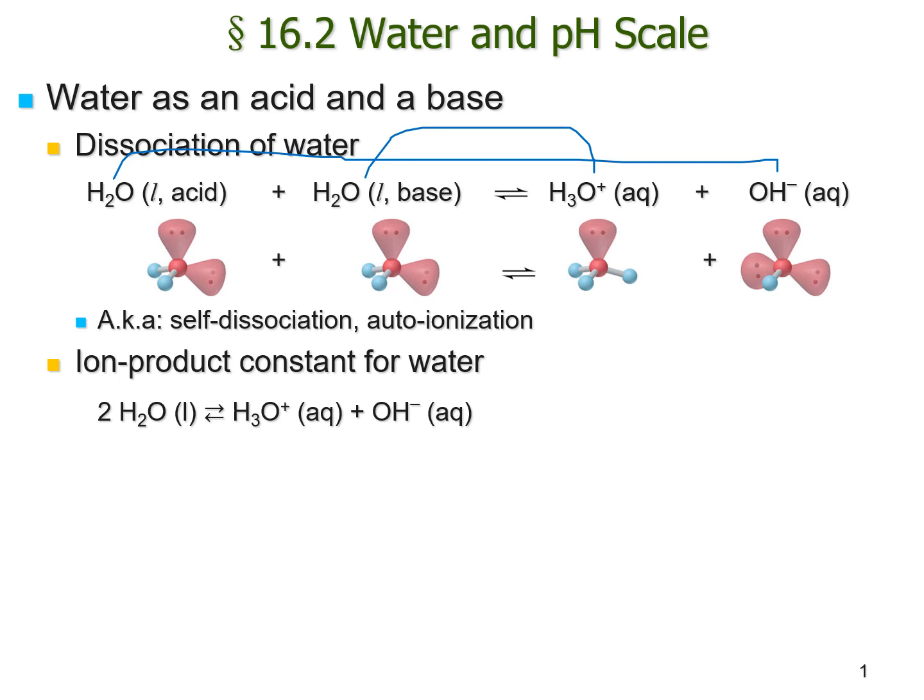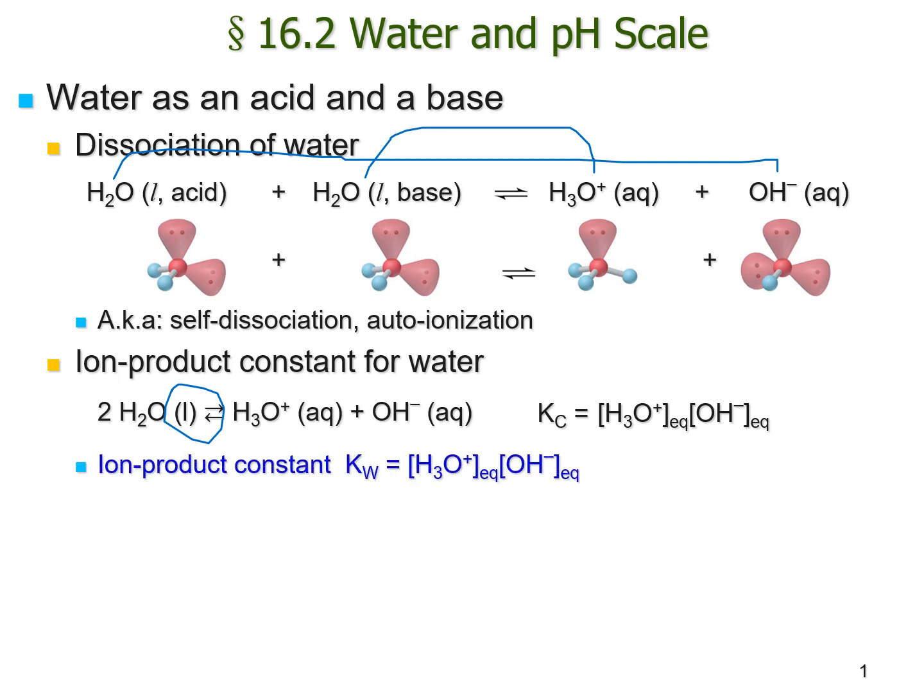And I'd like to remind you, water here is a liquid. Remember, pure liquids and solids shouldn't be any part of the mathematical expression of a Kc. So Kc here is just the product of H3O plus and OH minus, their concentrations at equilibrium. Just like its name is very different from the rest of the equilibria, this Kc is also called the ion product constant, so we call it Kw.